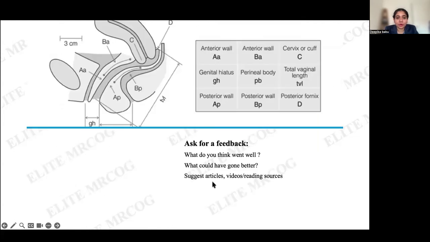Okay, perfect. Then ask for feedback. What do they think went well? Whether I enjoyed today's discussion, and then support them, give them some resource links for articles and videos to go through, thank them, and then finish the task. Okay, happy?